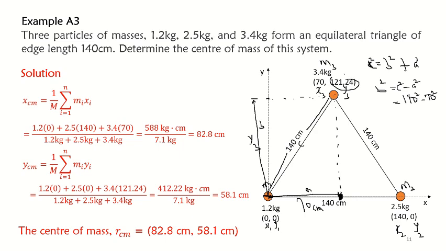Now that x1, y1, x2, y2, x3, y3 are known, you substitute into the formula and you obtain the center of mass. The center of mass on the x-axis, x_cm, will be 82.3, and y_cm, the center of mass on the y-axis, will be 58.1 centimeters.